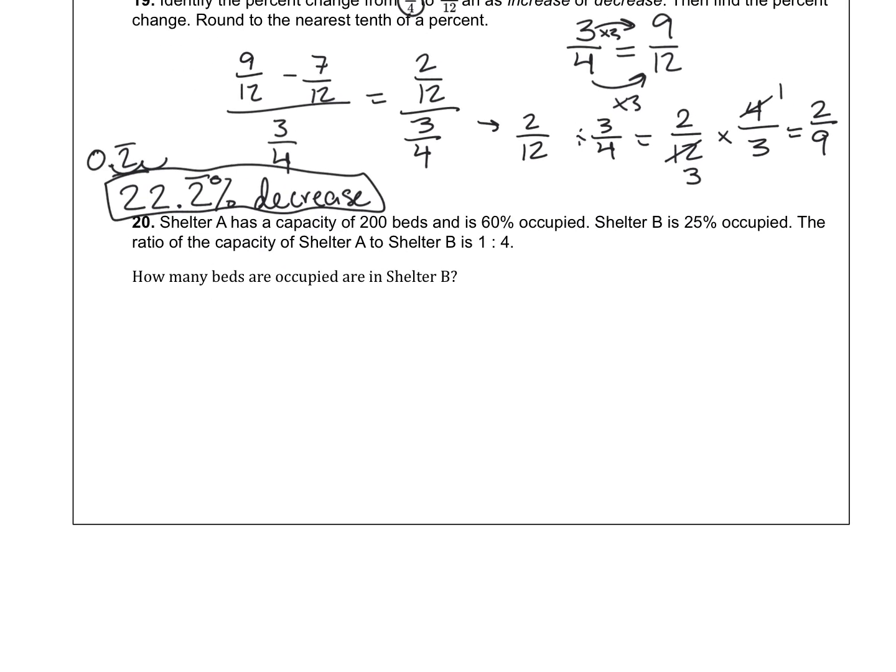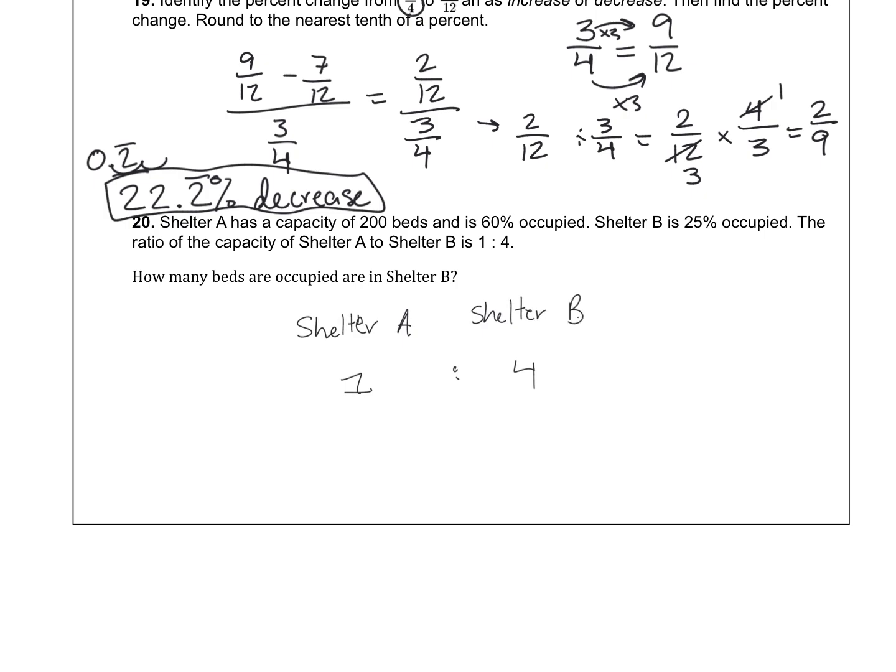All right, last question. Shelter A has a capacity of 200 beds. It's 60% occupied. Shelter B is 25% occupied. The ratio shelter A to shelter B is 1 to 4. Okay? So, here's kind of what we've got going on. I know that for every shelter A bed, we have 4 shelter B beds.